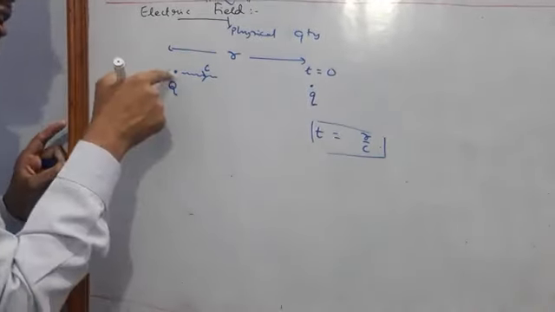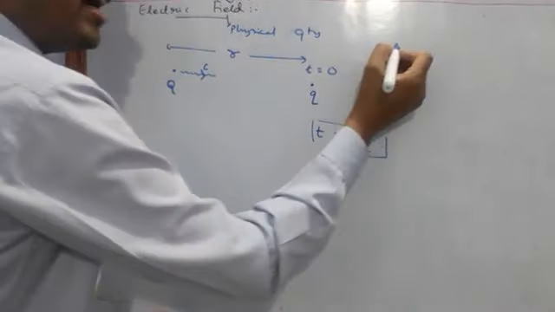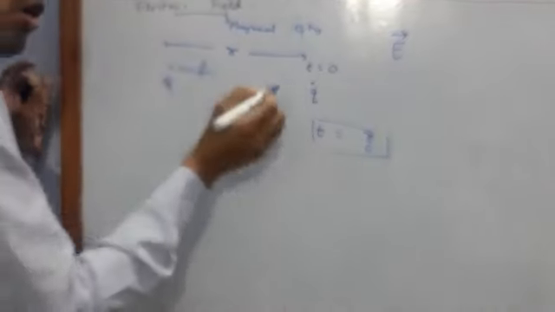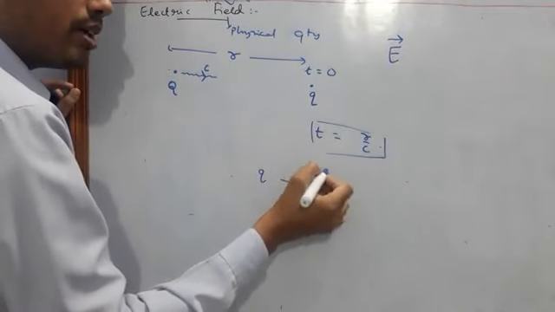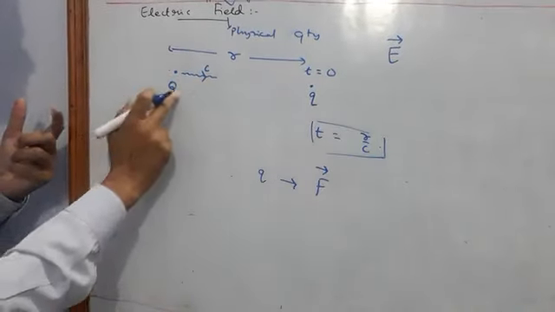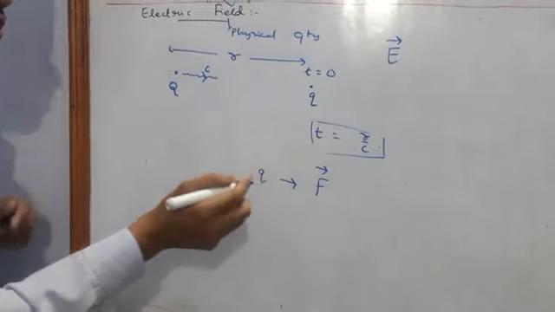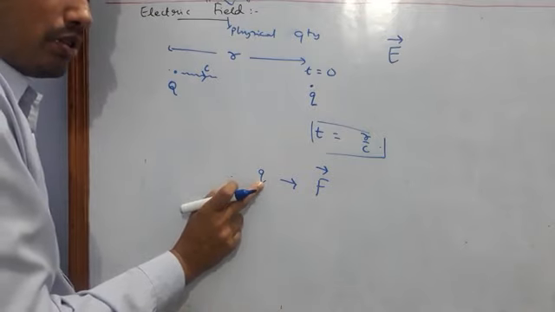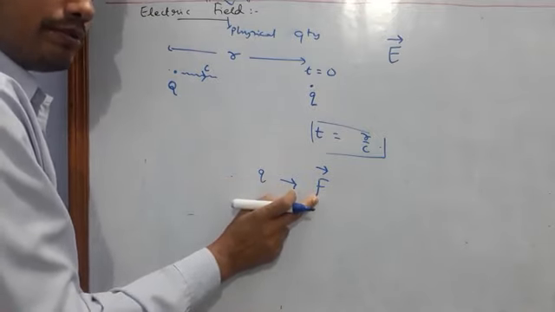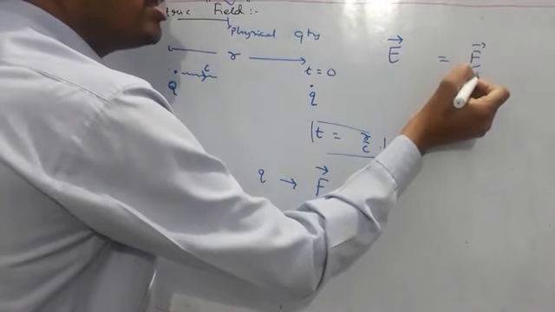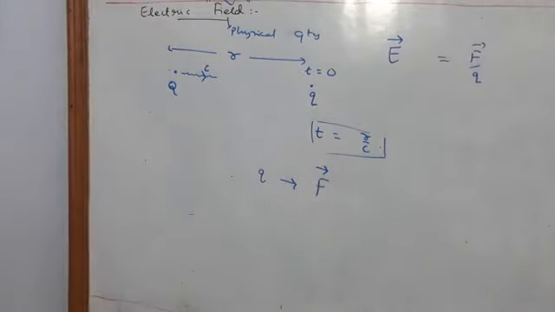This field which is generated around the charge, we call it the electric field and we denote it as E vector. It is a vector quantity. On this charge, let the force be F vector. It may be attractive, it may be repulsive, depending upon the signs. The test charge that we bring, generally we take it as positive. If this charge experiences a force F, then we define the electric field as force per unit charge. Now that gives the definition for electric field.